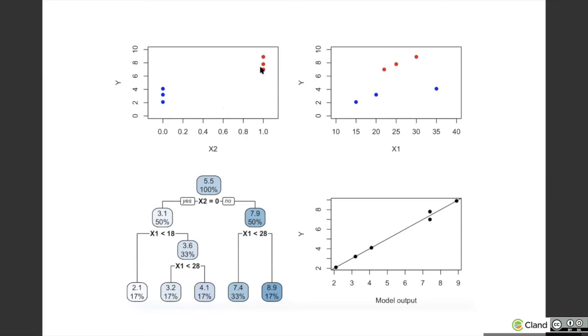When x2 is equal to 1, y takes very high values, while when x2 is equal to 0, y takes very small values. x1 also has an effect, but the effect is relatively weaker.